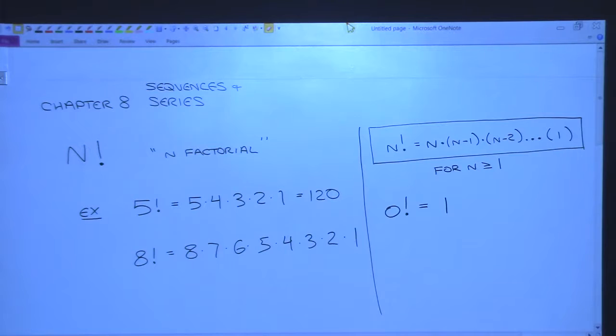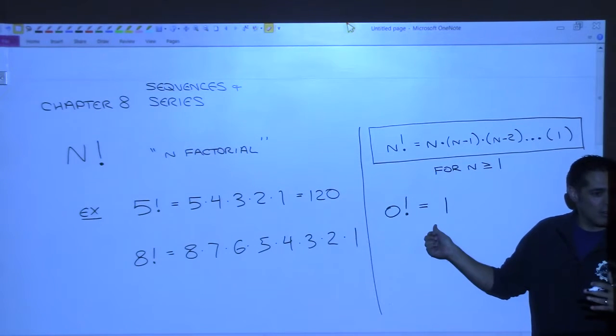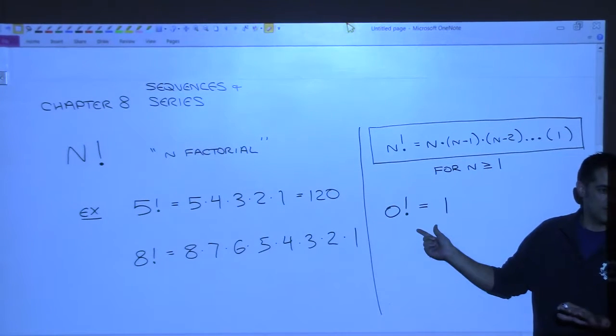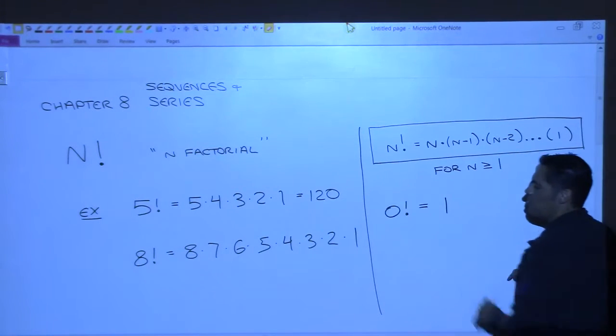Now, if you really are interested in why it's 1, you have to start looking at something later on that involves something called the gamma function, and it's way beyond this class. So if you don't like this, just trust that later on this makes perfect sense to do this, all right? Can you swallow that pill today? Okay. That's 0 factorial.